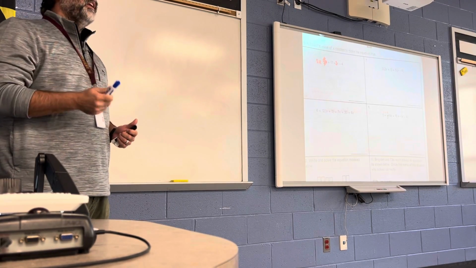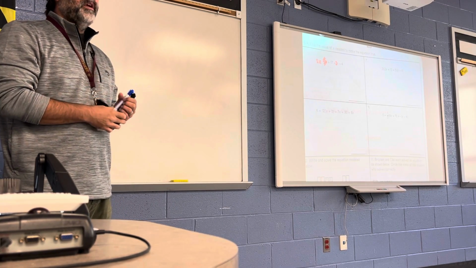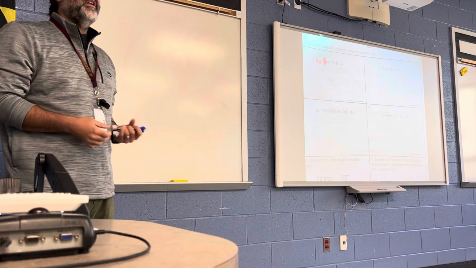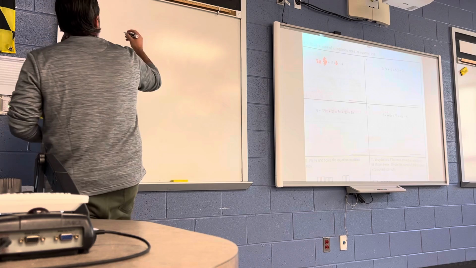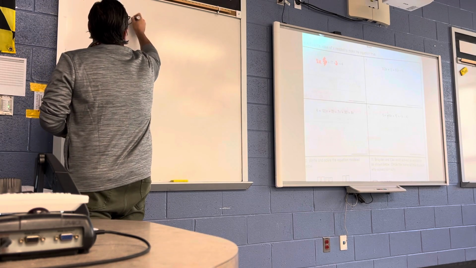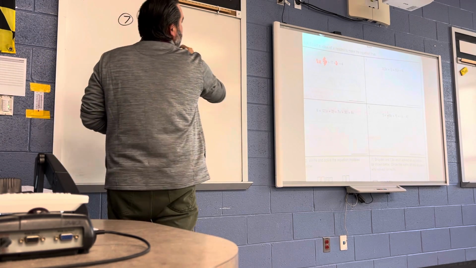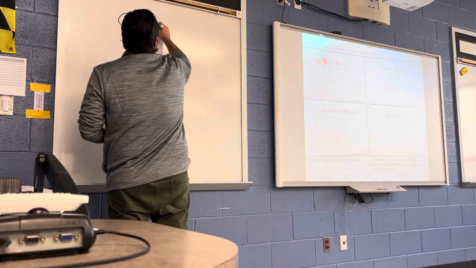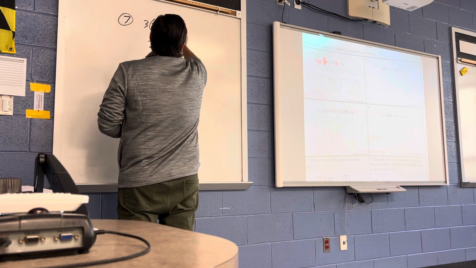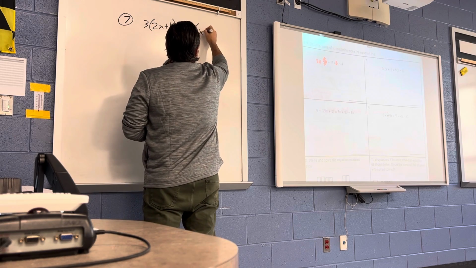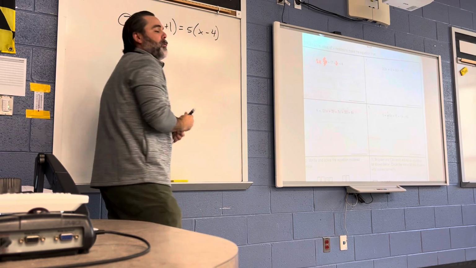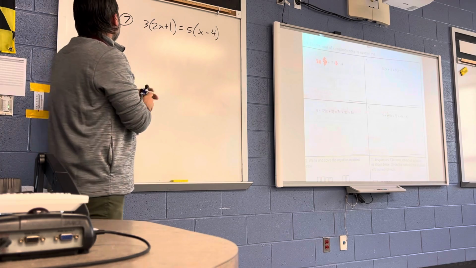Okay, so today we're going to do multi-step equations with variables on both sides, including distributive property and combining like terms. All right, let's look at number 7. This is 3 parentheses 2x plus 1 equals 5x minus 4.